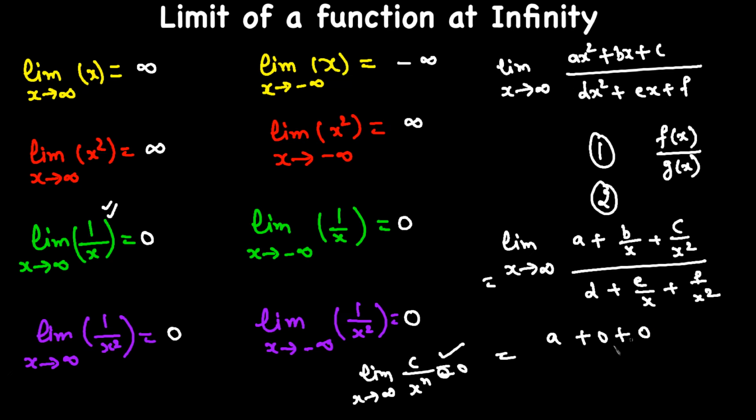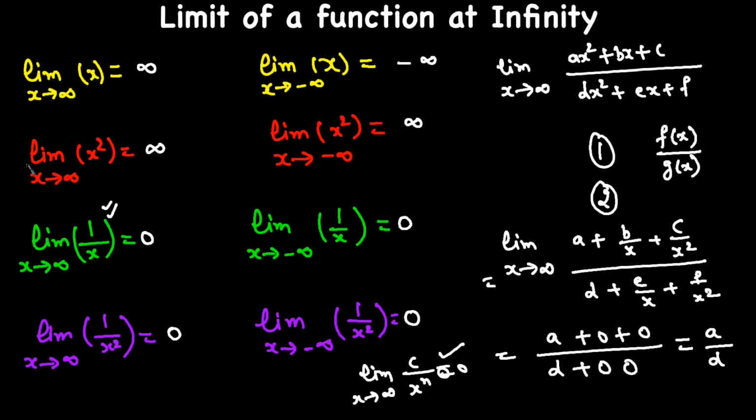So this is 0. And in the denominator we get d, and the limit of e over x is 0. You can see the limit as x approaches infinity of 1 over x is 0, and 1 over x squared is also 0, so we get 0. So basically, the limit of this function as x approaches infinity is a over d.